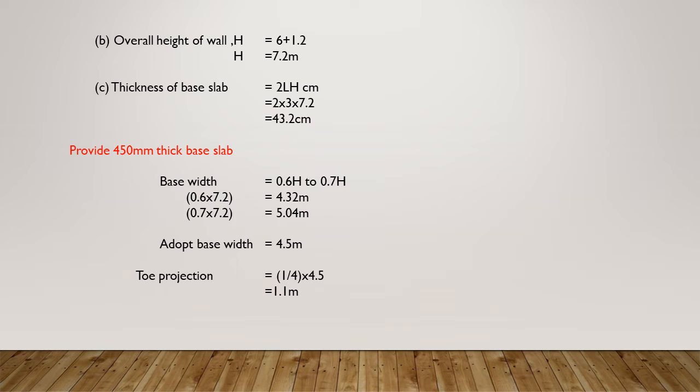So base width is equal to, on condition, 0.6 h to 0.7 h. So h is a known value, so 0.6 into 7.2, we got 4.32 meter, or 0.7 into 7.20, 5.04. We can approximately adopt base width is equal to 4.5 meter. Then toe projection. Toe projection means the cantilever projection, toe slab projection. So 1 by 4 into 4.5, so our length is 1.1 meter.